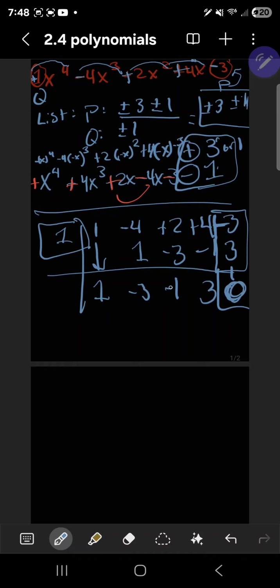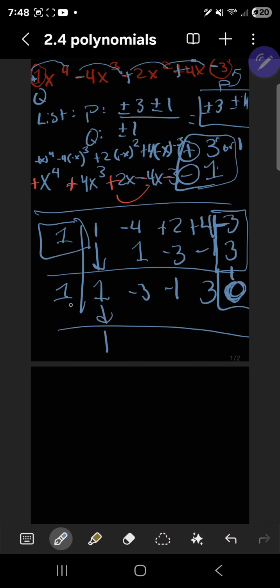Then we can continue from here guessing. It can also repeat. So like let's say I get 1 and I test positive 3 and negative 3 and it doesn't work, and I test negative 1, it doesn't work. I could do positive 1 again. So I'm going to guess positive 1 again just because it's easy and because I already solved it. Draw that again.